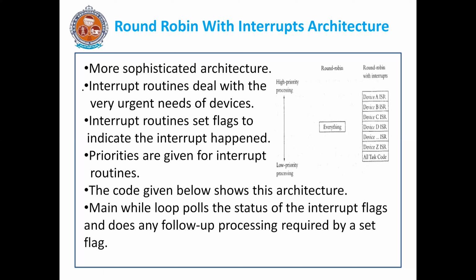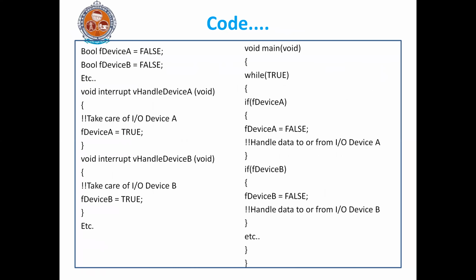Now we will see how this is done in pseudocode. This is the pseudocode for round robin with interrupts architecture. Here we are showing it for just two devices. We are giving device A and setting some flags. Initially, for device A, the flag fDeviceA is set to false. Similarly, fDeviceB is also set to false. Boolean is the data type.